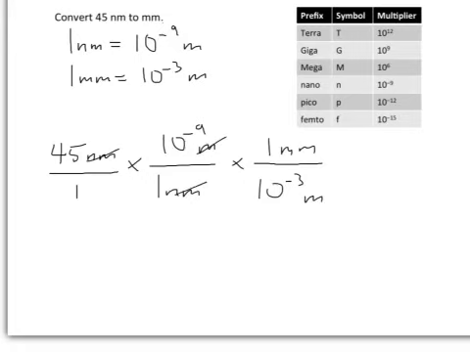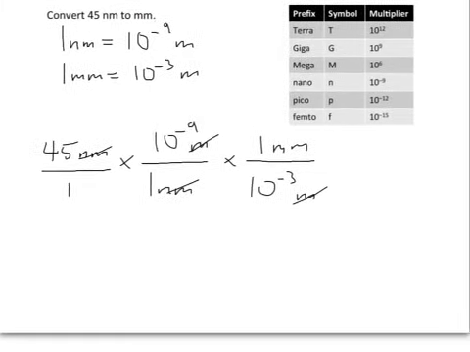I want to check my units, so I have nanometers that will cancel with nanometers. I have meters that will cancel with meters, and I'm left with millimeters. So that's what my final answer is going to be in, and because that's what I want to convert to, that's a good check that we set everything up correctly. So now we just want to multiply everything across the numerator and everything across the denominator.